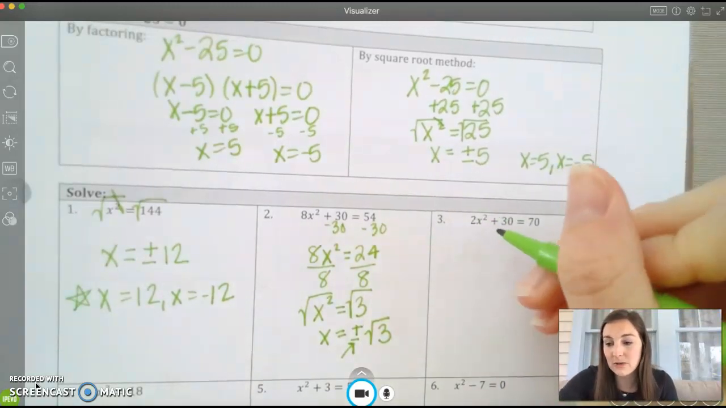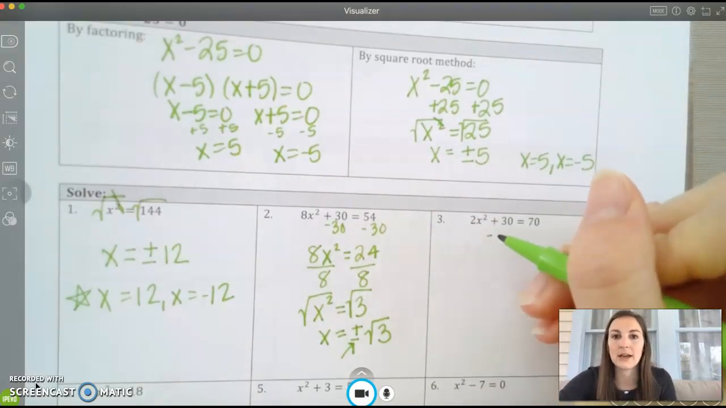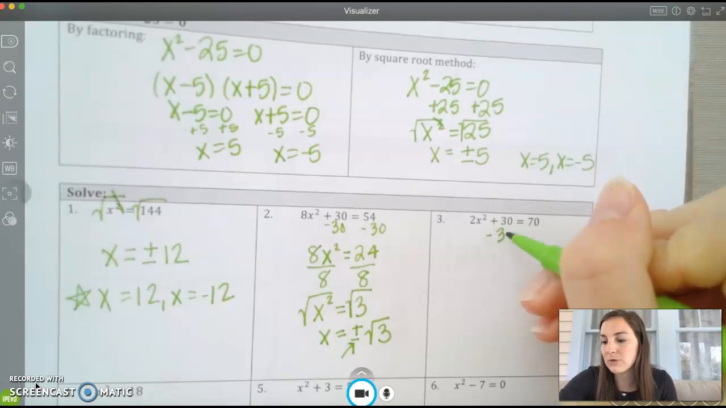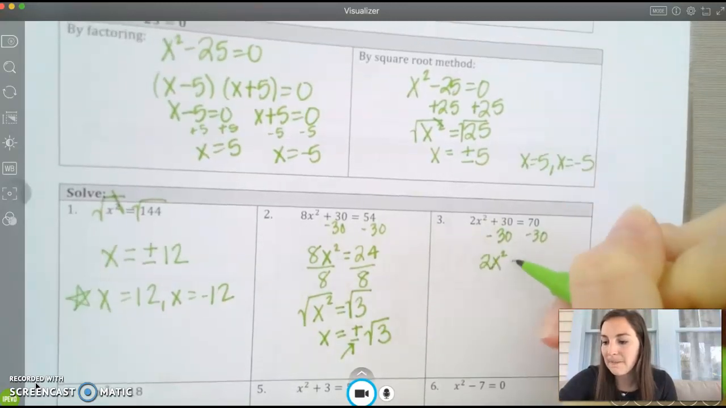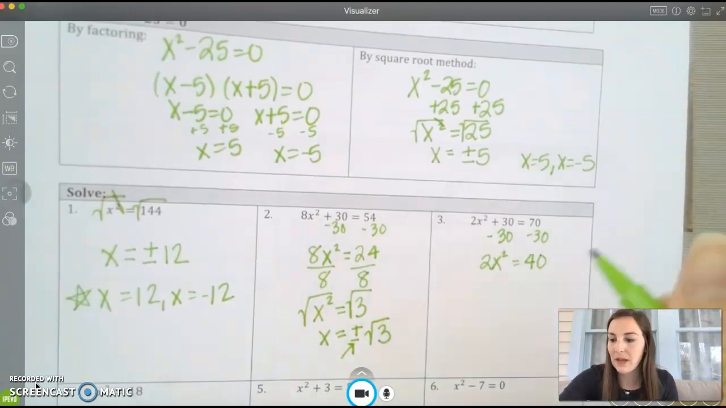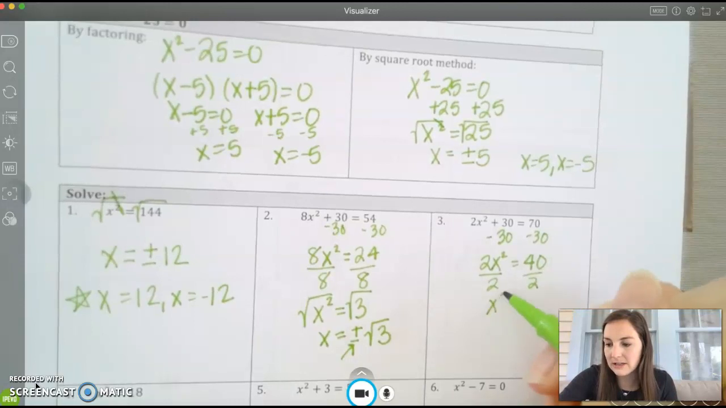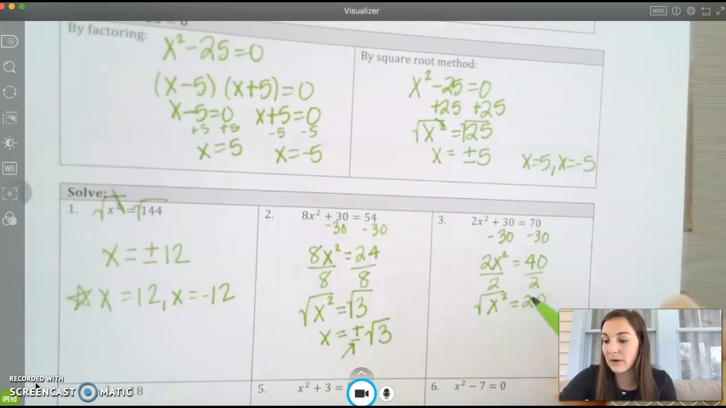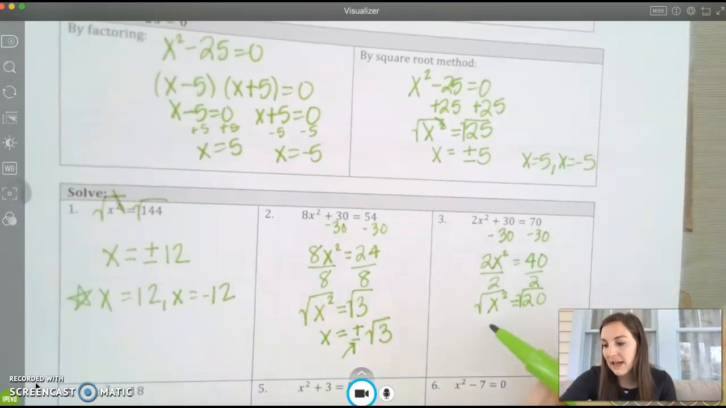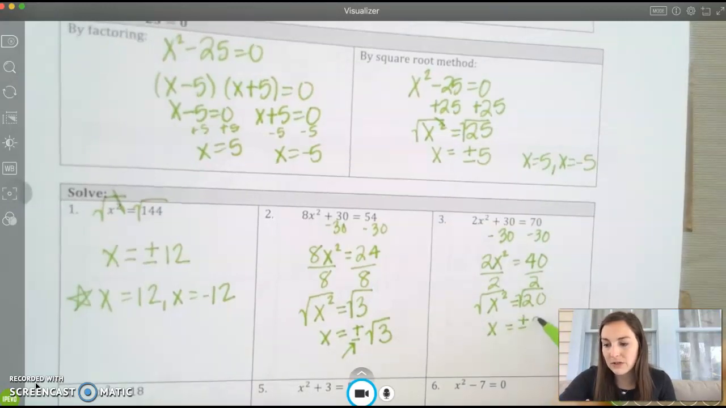We're going to isolate x squared, just like I would if it was x or y or k, whatever that may be. So I'm going to subtract 30, and I get 2x squared equals 40. I divide both sides by 2, and I get x squared equals 20. So now I take the square root of both sides, and x equals plus or minus the square root of 20.